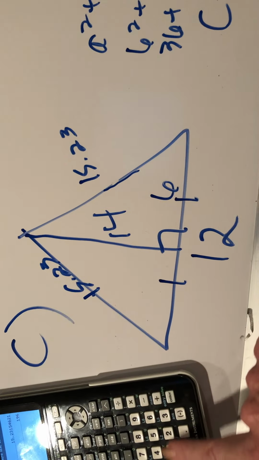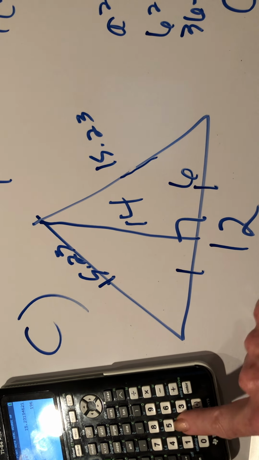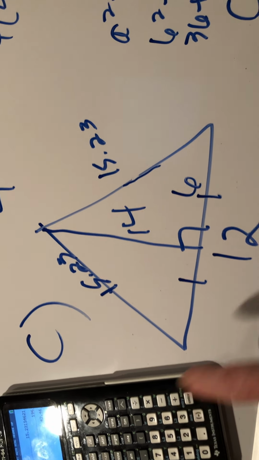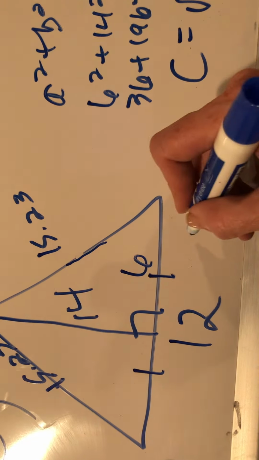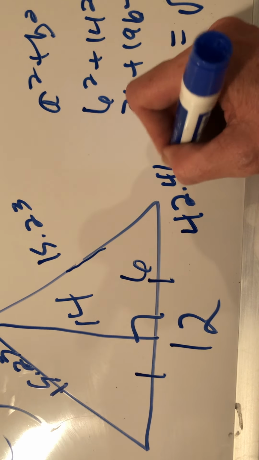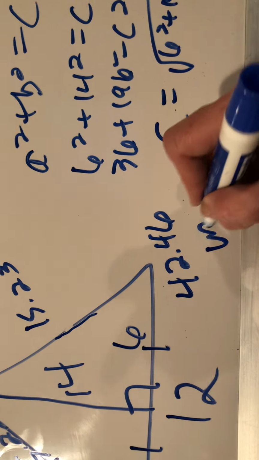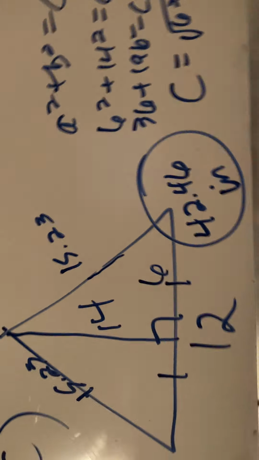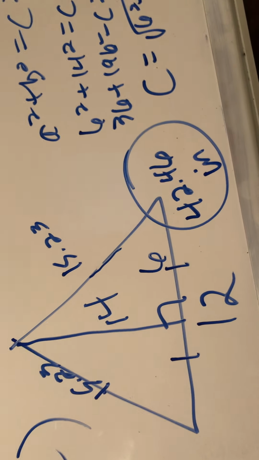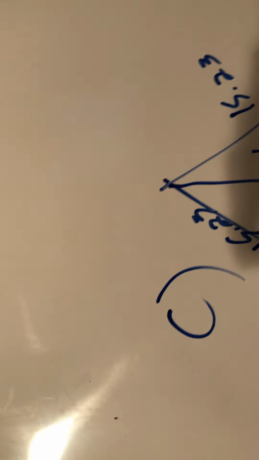So then we just add 12 plus 15.23 plus 15.23. And that gives me 42.46. 42.46 inches. So that's the perimeter of that cross section. Okay. Then that was C.